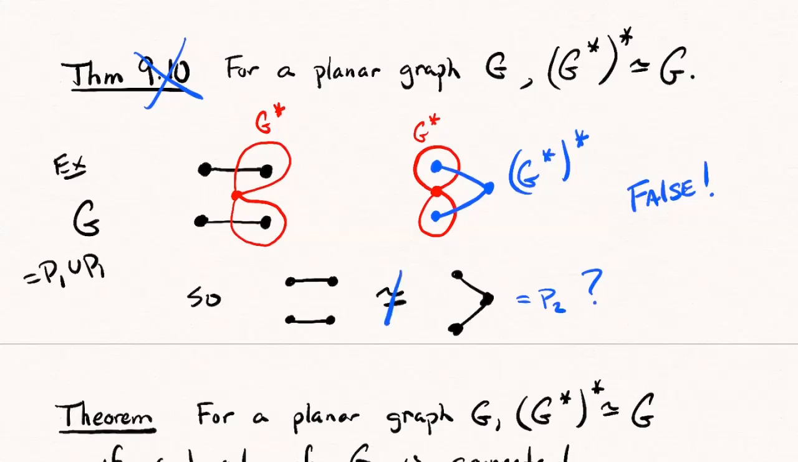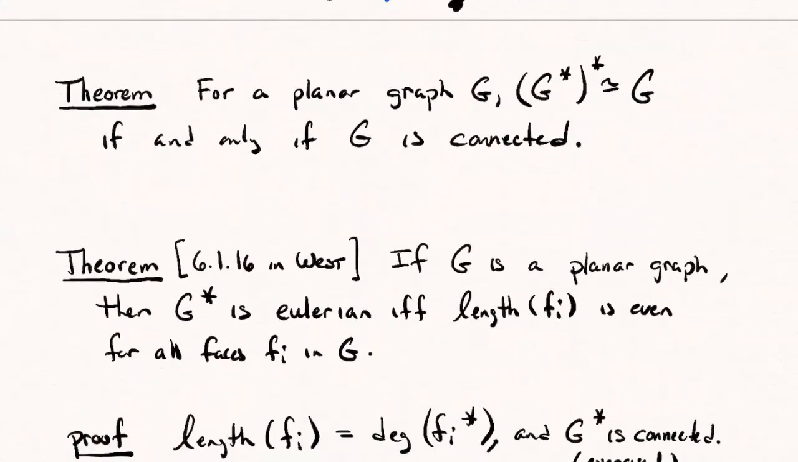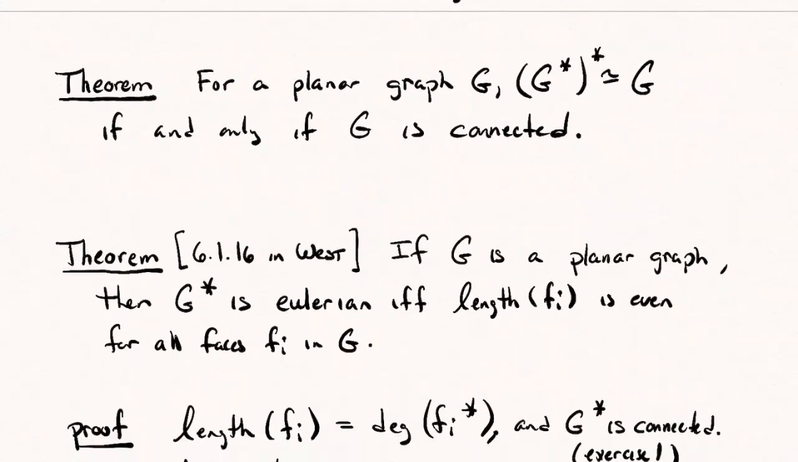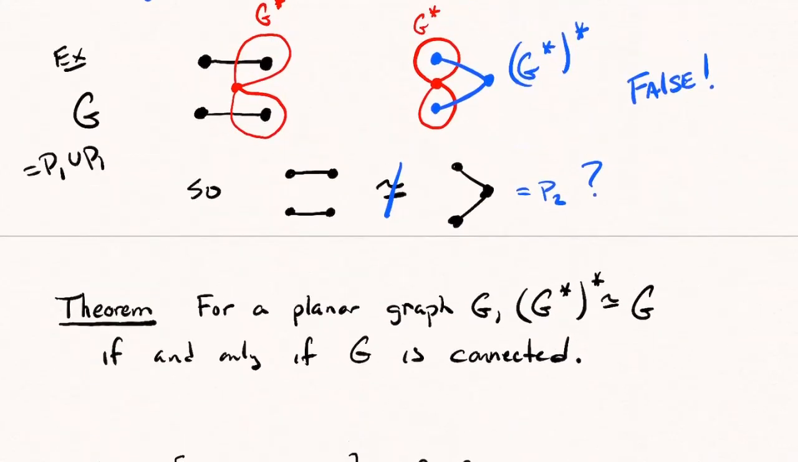They're absolutely not isomorphic. So maybe I just wasn't reading your book carefully enough. Maybe your author threw in something in the fine print somewhere, but here's the theorem that I think they intended. For a planar graph G, the dual of the dual is isomorphic to G if and only if G is connected. That's how I was able to create that counterexample above: I started with a disconnected graph G.